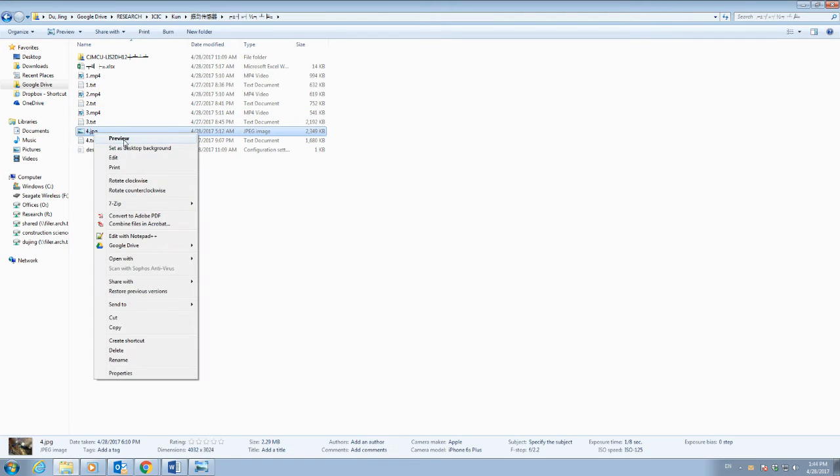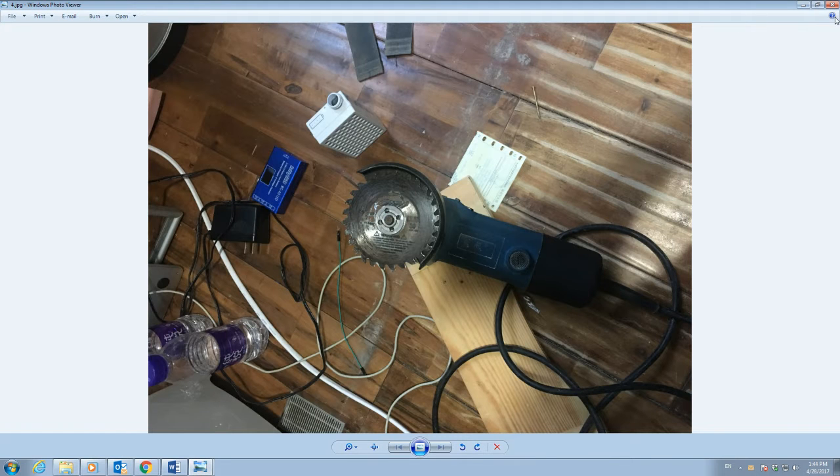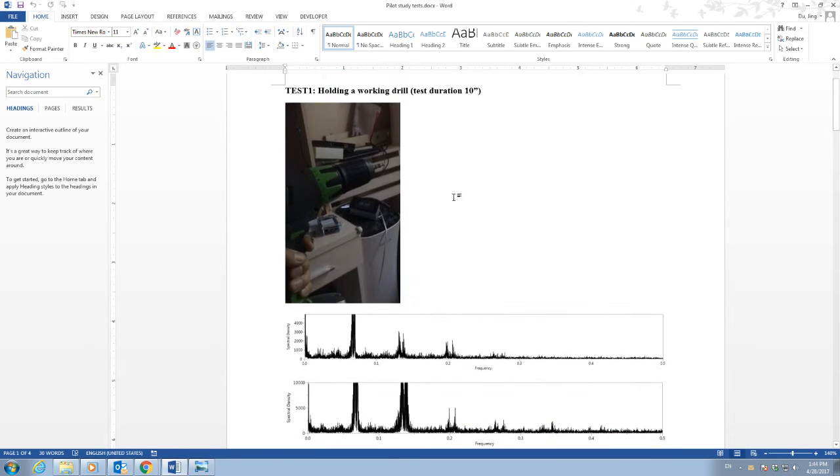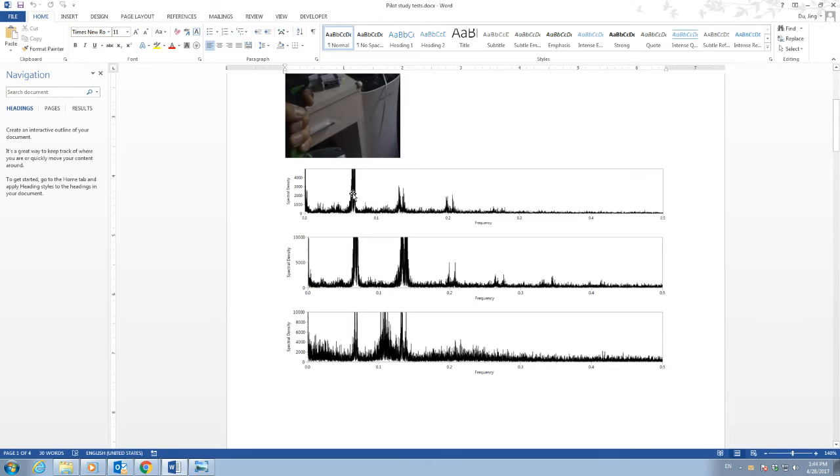And we also use this chainsaw. So we just performed the four tests. And here's the result. This is the first one, holding a drill. As you can see, we performed the FFT analysis, the spectral analysis, and this figure shows the spectral density graphs for the 3 axes, X, Y, and Z.